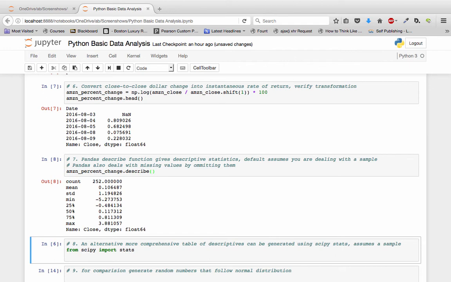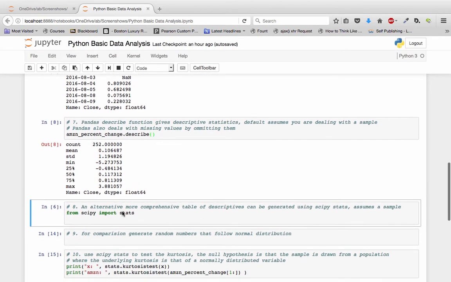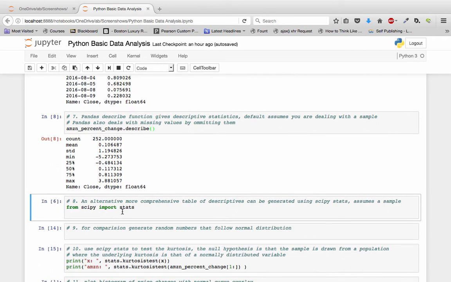From this we can see that we have 252 observations, which is about a year's worth of data. The average change is very close to zero, with a standard deviation of a little over 1%, 1.2%-ish. The worst day was a negative 5% change, and the best day was almost a 4% change. We also get a couple of percentiles, so we can see that 75% of the days the change was greater than negative half a percent.